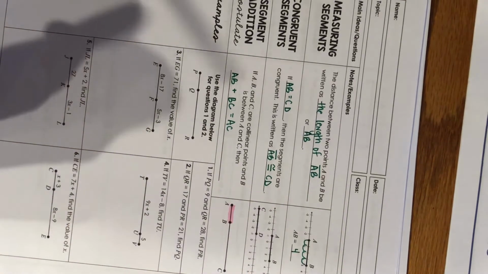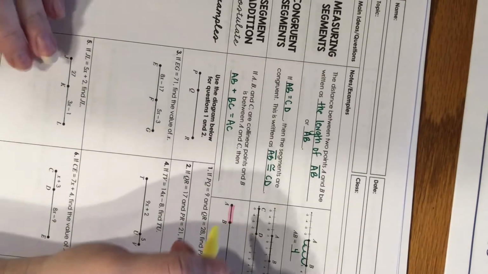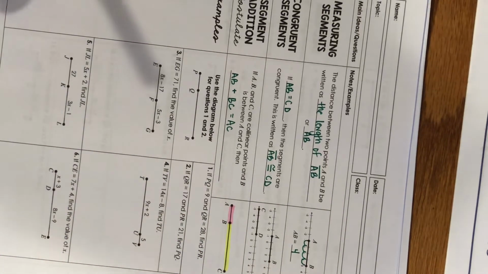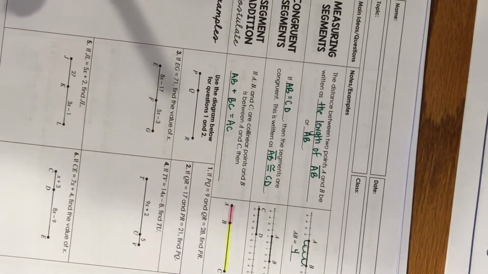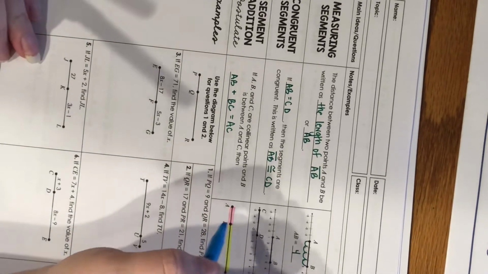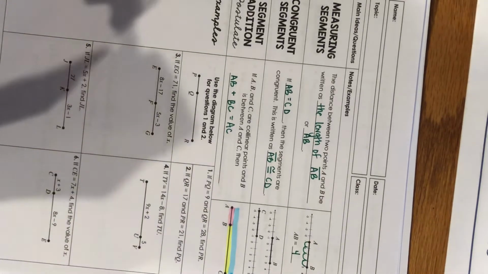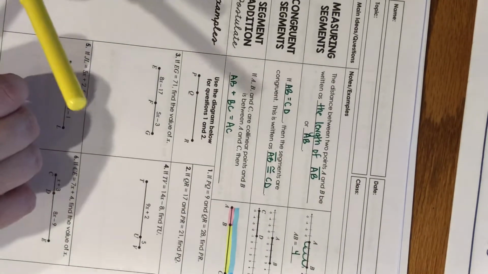So if I put another thing for you, AB, and I'm going to add BC. Add this whole thing, BC. It equals AC, equals the entire thing. So all you're doing is kind of breaking it all apart. Okay, so hopefully that makes sense to you. All right.